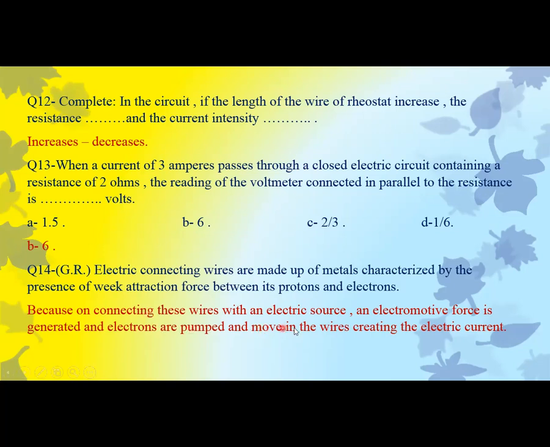Because when connecting the wires, an electromotive force is generated from the source of electricity. If the electrons move, creating current intensity, creating electric current, this flowing is the electric current. How does it happen? The electrons must be free to move.